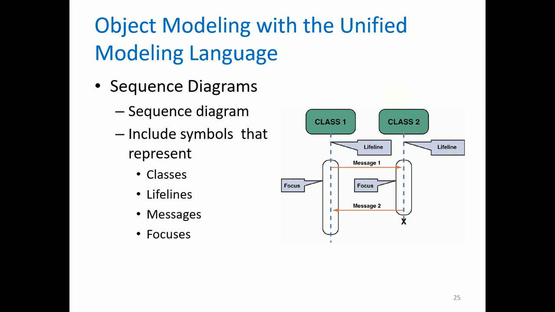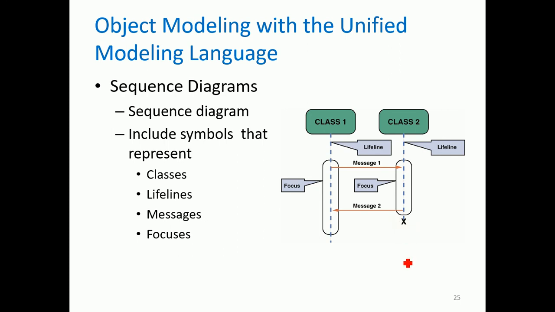Okay, next we have the sequence diagrams. They include symbols that represent classes. Classes, for a DFD, are the entities. For a use case, these are the actors. So that is class 1, class 2, and so on, depending upon the situation or context of how many classes you would have. And then lifeline. Lifelines are the duration of their transaction. In this example, the lifeline has an X at the end, meaning class 2 has already finished its transaction.